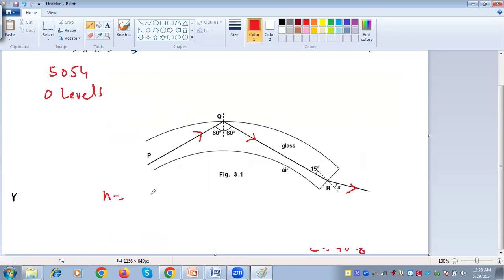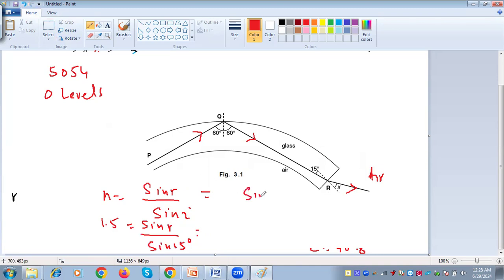So n equals sine r over sine i. Why? Because this is rarer medium, that is air. So 1.5 is equal to sine r divided by sine 15 degrees. So sine r is equal to 1.5 times sine 15.